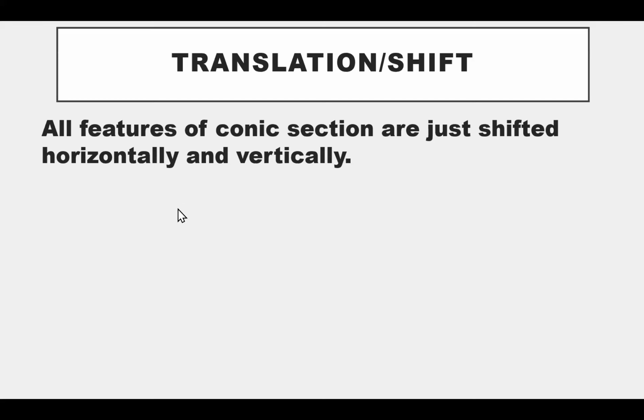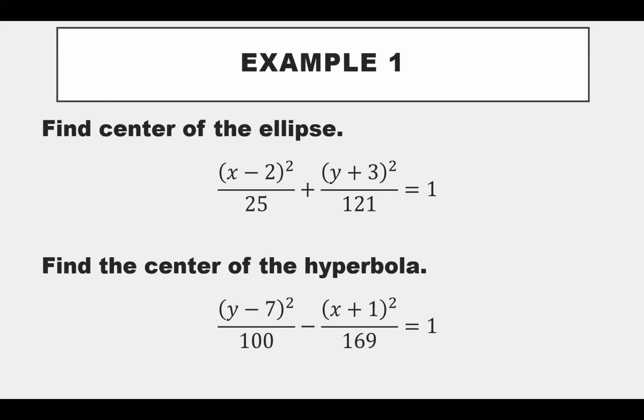So basically, all we do is we look at every feature of the conic section and we've just shifted them horizontally and vertically appropriately. So let's take a look at these two examples. Find the center of the ellipse, find the center of the hyperbola. Go ahead and push pause. This should only take a second or two. And then in a couple of seconds, I'll show you how it's done.